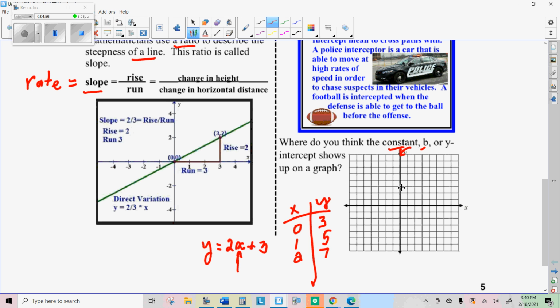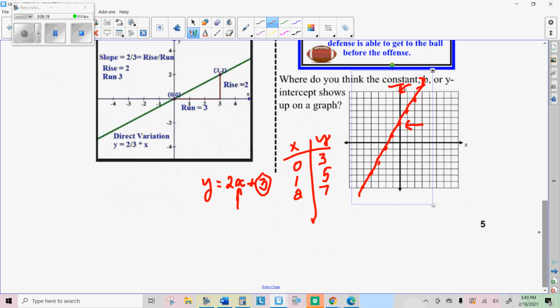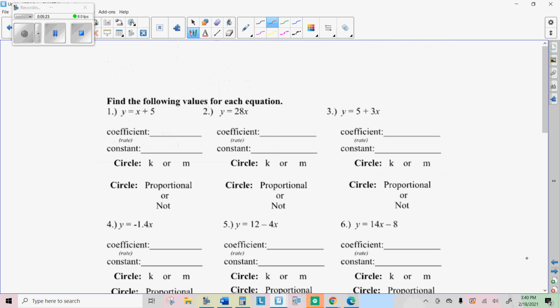If you graph those, the point 0, 3 is right there. 1, 5, 2, 7. These points would stay in this pattern on the graph if I created all those points. And notice where they're crossing the y-axis, right there at 3. All right? We'll study that more. Okay, so let's do some problems. Just definitions.